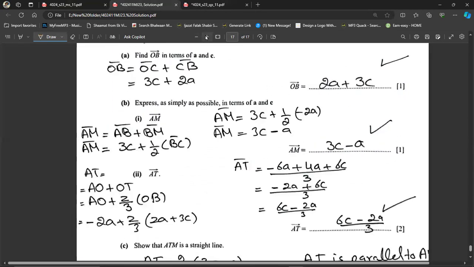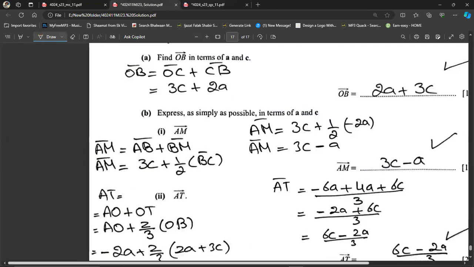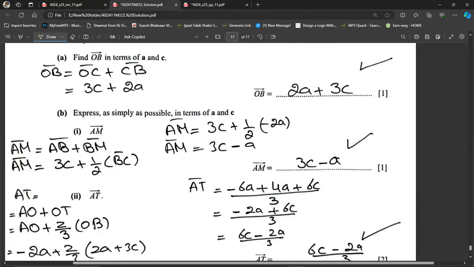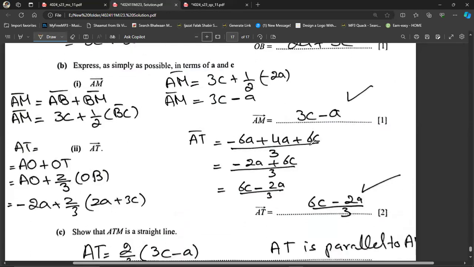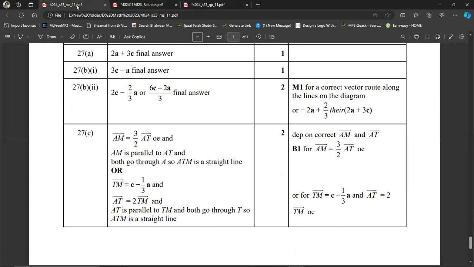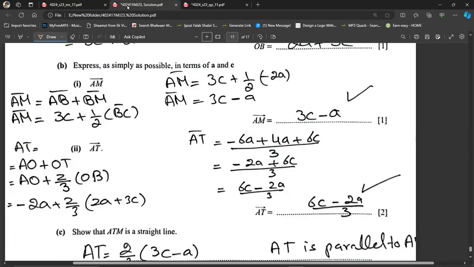Suppose you want to find out AM. So AM will be equal to AB plus BM. From A go to B, from B go to M. From A to B is 3C, and BM is half of BC. So AM will be equal to 3C plus 1 by 2 of BC, which is minus 2A. So this 2 and 2 cancel. So 3C minus A. So our answer is right, sir.